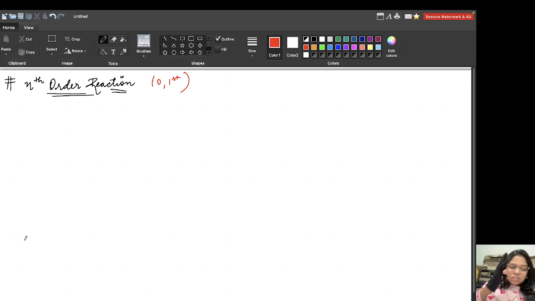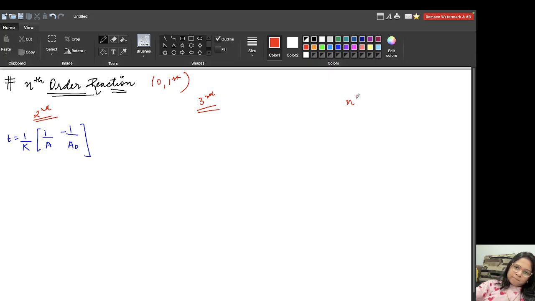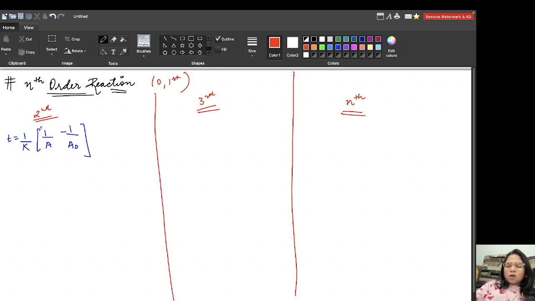What will you do? Just remember your second order. What will be your second order? t equals to 1 by k, 1 upon a minus of 1 upon a naught. That's your second order reaction, right? This is my second order reaction, third order reaction, and your nth order reaction. Second order is 1 by k, 1 upon a minus 1 upon a naught.